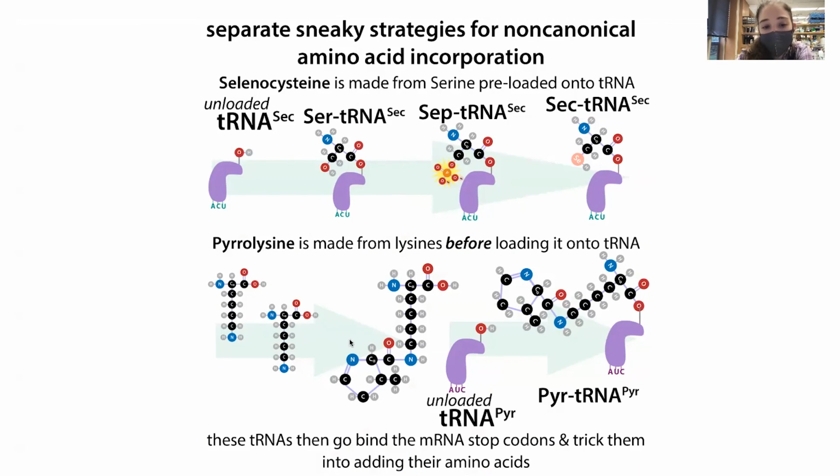The pyrrolysine is made from lysines before it gets loaded onto the tRNA, so it's loaded on as pyrrolysine. It's not loaded on as something else and then modified. So some people say technically this is the 21st and not the 22nd amino acid, but this was discovered first. It's all just semantics and terminology. But anyway, this is typically regarded as the 22nd amino acid, and selenocysteine is the 21st. And the 22nd amino acid is like the pathway to countless amino acids.